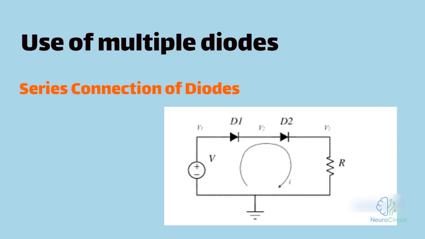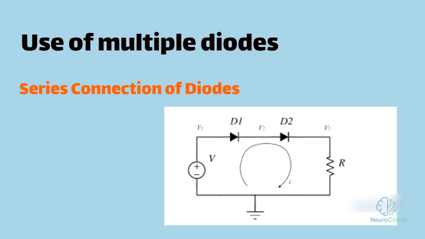Series connection of diodes. In a series connection, multiple diodes are connected end-to-end in a chain. Features and applications: increased breakdown voltage. When diodes are connected in series, the total breakdown voltage increases.